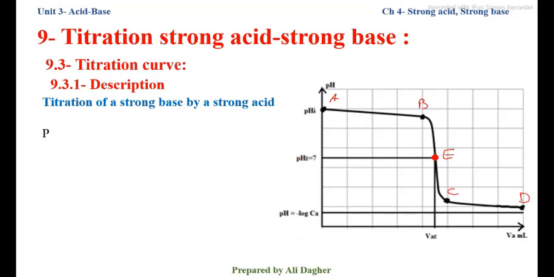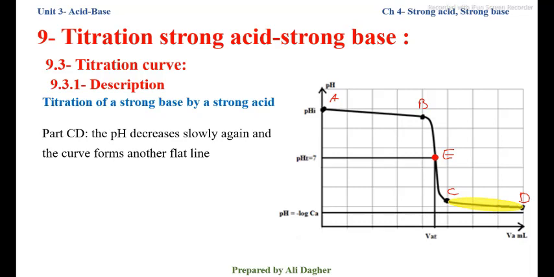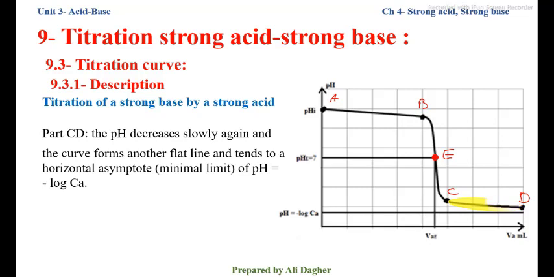Now part CD, the pH decreases slowly again and the curve forms another flat line and tends to a horizontal asymptote, which is the minimum limit of pH equal minus log CA, which is the pH of the solution in the burette, which is a strong acid solution.